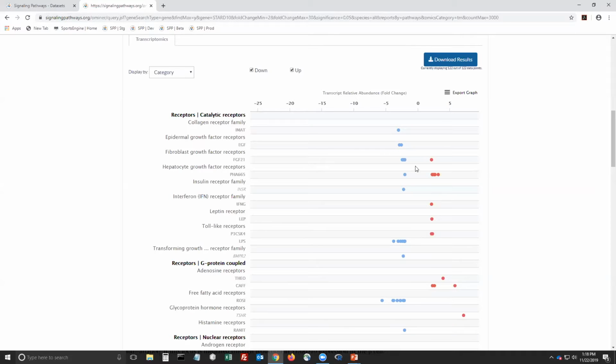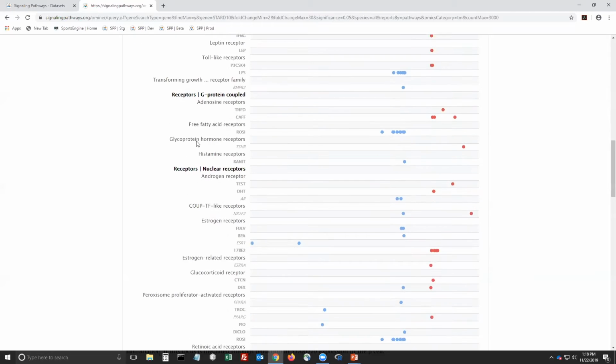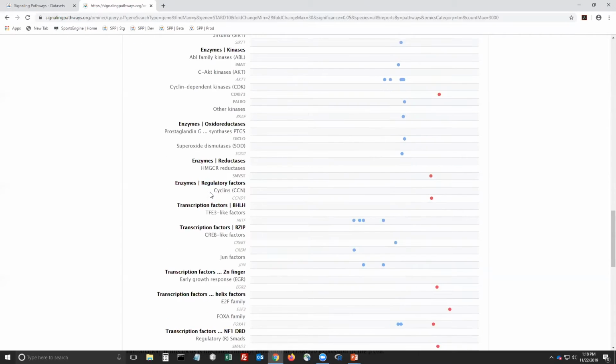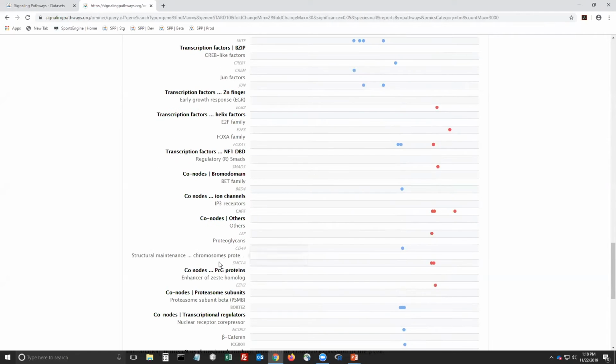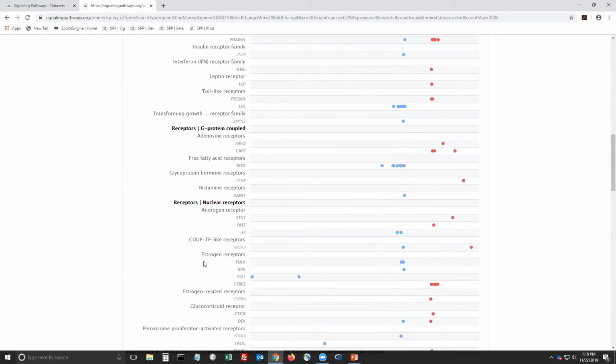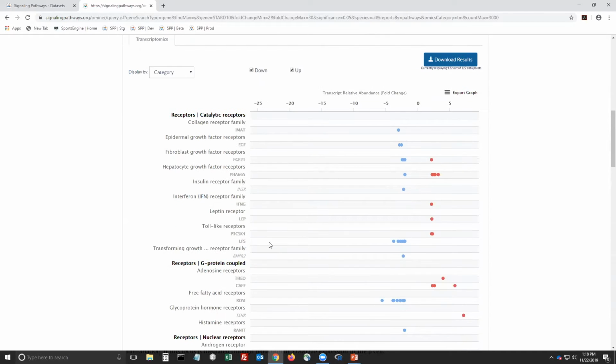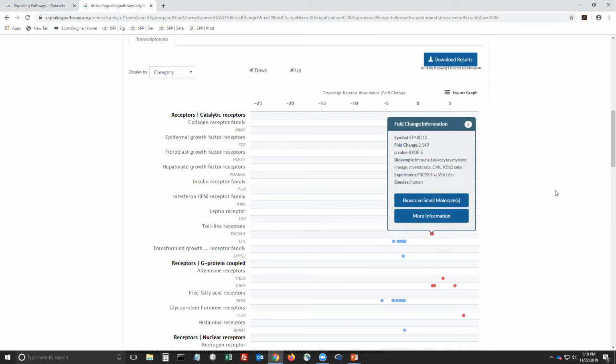and what we see are a number of data points for STARD10 that are downregulated, here in blue, or upregulated, depicted here in red. And of course, you see all your categories: receptors, enzymes, transcription factors, as well as co-nodes. If you actually click on a data point, you get a wealth of information about that particular experiment.